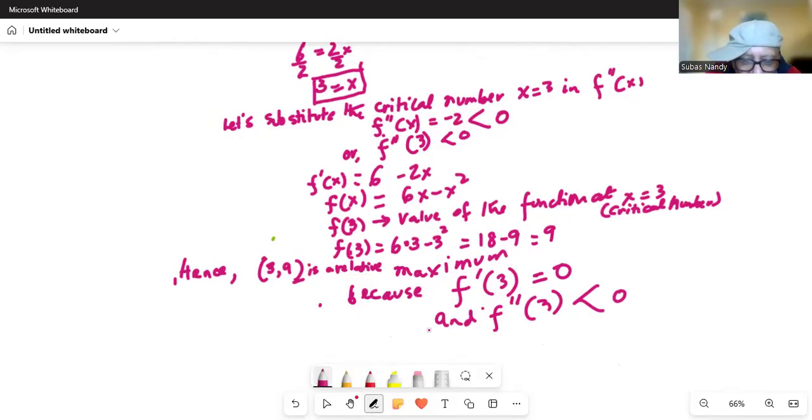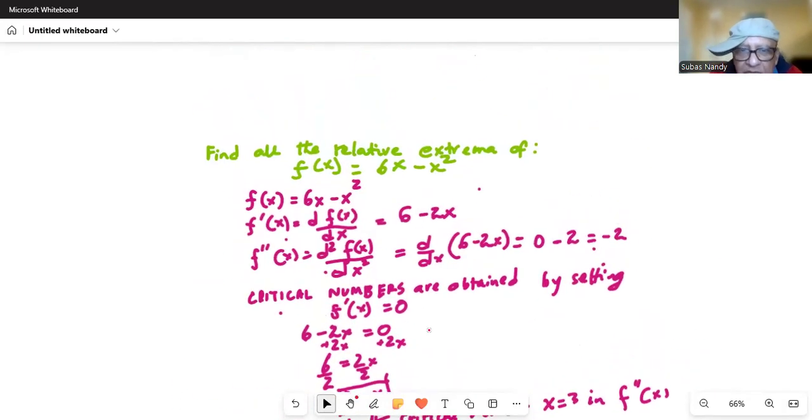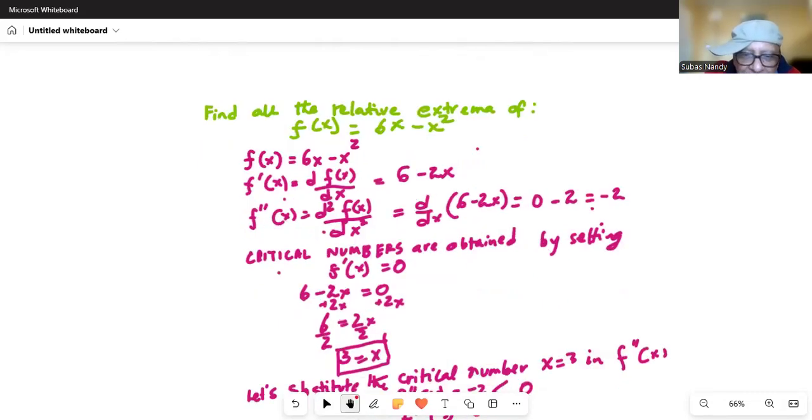Let me walk you through the steps again. The function is given as 6x minus x squared. To find the relative extrema, we have to take the first derivative, which is 6 minus 2x, and then we find the second derivative, which is negative 2. First we get the critical numbers by equating the first derivative to 0 and solving for x. x is 3.